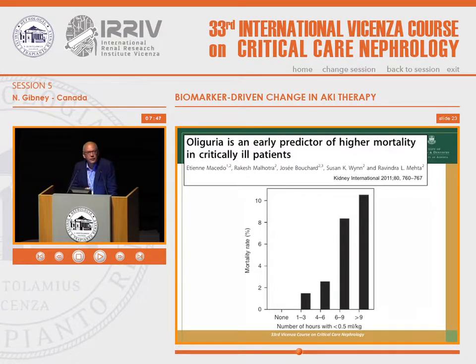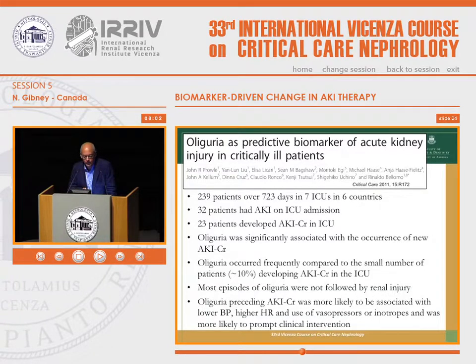We know over a long period of time that oliguria is an early predictor of higher mortality in critically ill patients. And it's something that we heard yesterday. We're measuring every hour. It would be wonderful if indeed we could connect it routinely into our EMRs. Hopefully that will happen in the near future. But it's also relatively predictive as a biomarker of acute kidney injury in critically ill patients.